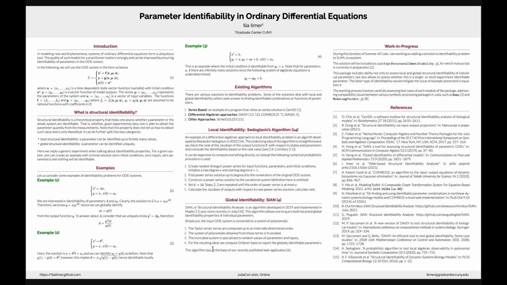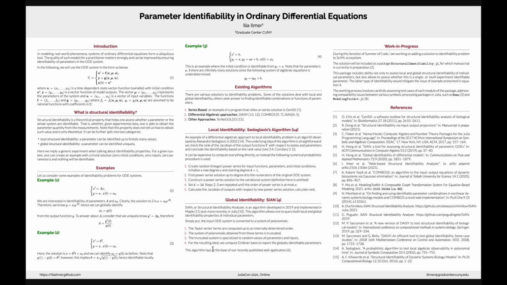In this work during the summer, I'm working on converting and bringing a package developed by my colleague Gleb Pogudin and his colleagues, called StructuralIdentifiability.jl, which solves the identifiability problem using local and global identifiability algorithms, and also extending the identifiability property to single and multiple experiments.